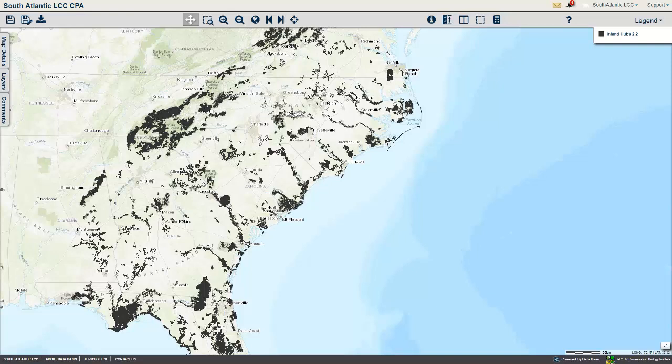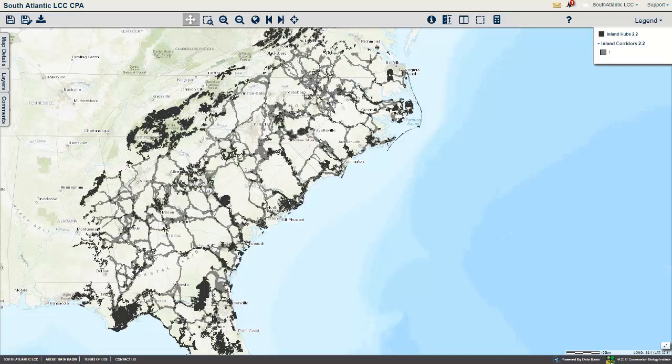But we also want our corridors to make sense beyond the South Atlantic geography, not create corridors to nowhere. So we add in areas with above average local connectedness from the Nature Conservancy's Resilient Lands project. We combine all those inputs, then keep all contiguous patches greater than 5,000 acres or 2,000 hectares. That gives us our final inland hubs.